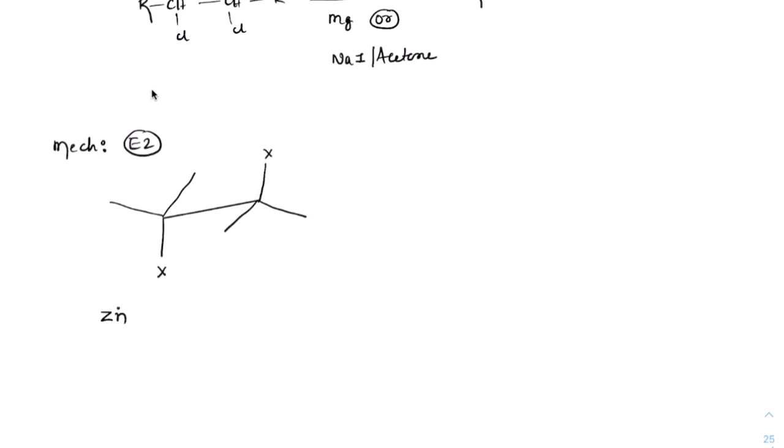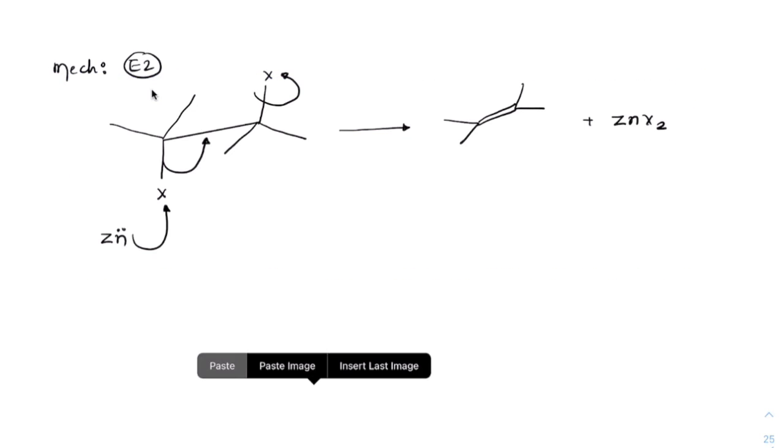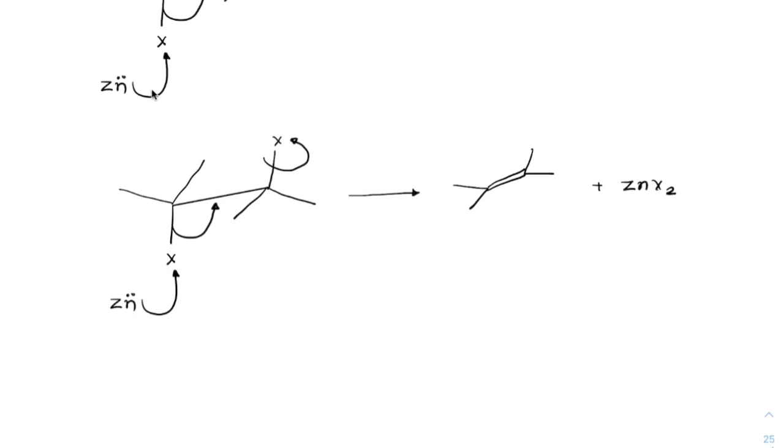Zinc, lone pair, extracting proton from here, taking it to form double bond, leaving X simultaneously. So we will get double bond like this, plus ZnX2. Think along the same lines for the other mechanism, which is I minus. So think that I minus is extracting X. This pi bond is moving here, and X will come out.